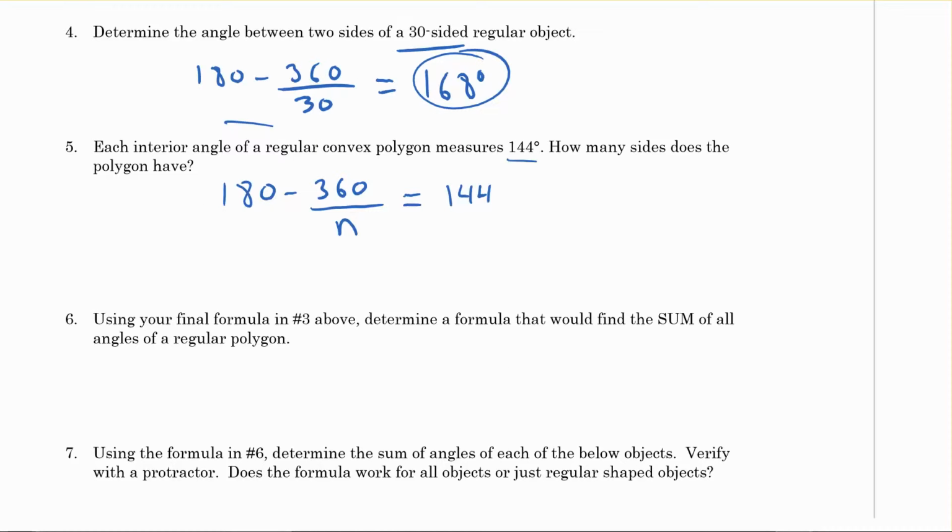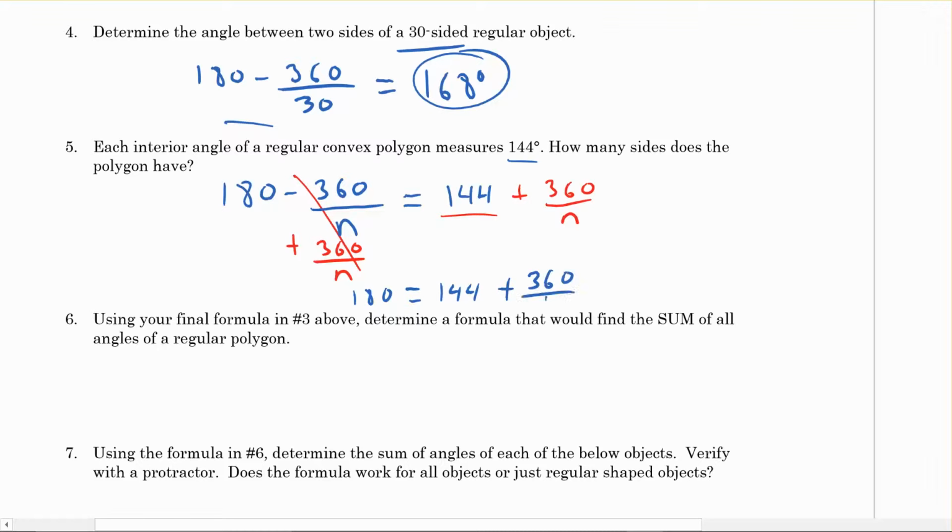The way that I would do this is I would use a different pen. I'd say, okay, I'm going to add 360 over n to both sides. The reason why I did that is because it's going to end up with a positive 360 over n on this side. You could have done it both ways. So those cancel and they end up with plus 360 over n. And now I have to just get rid of that 144. I wish I had more room here. So I've got 180 is equal to 144 plus 360 over n.